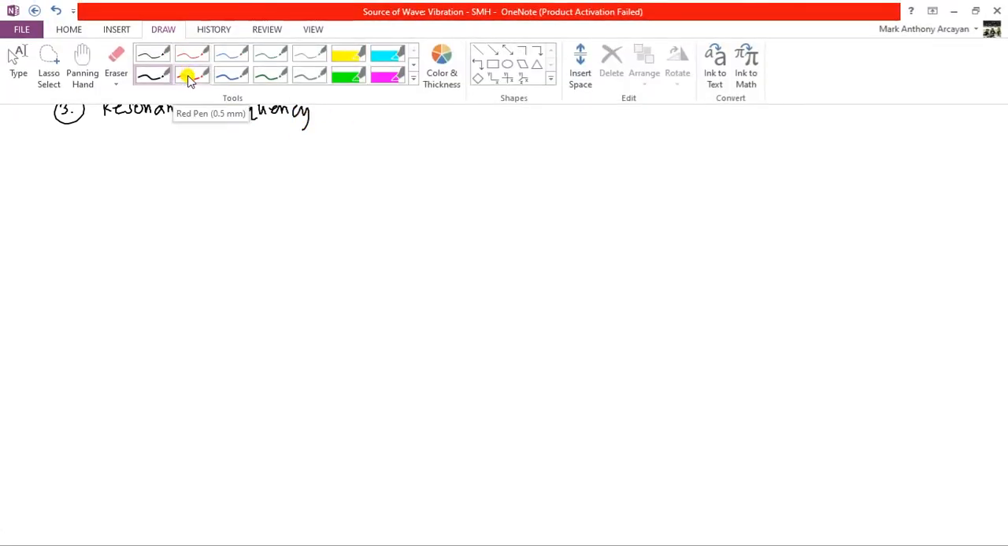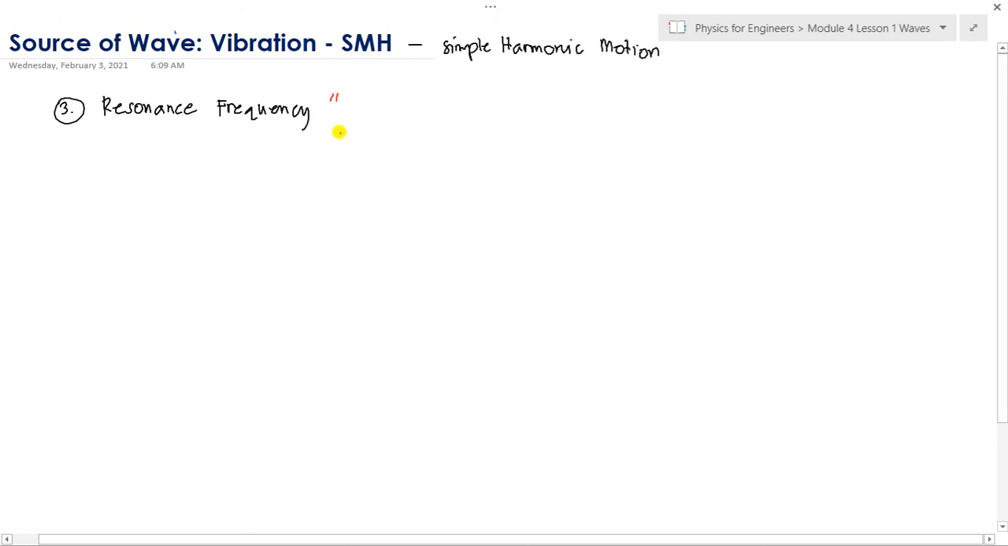kaning gitawag nga resonance frequency. So the third one is the resonance frequency. So when we say resonance frequency, this is a condition wherein the external frequency or the input frequency sa ato ang system matches the natural frequency of the system, is equals to the natural frequency of the system.